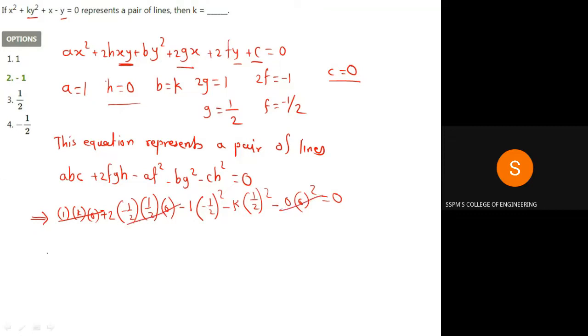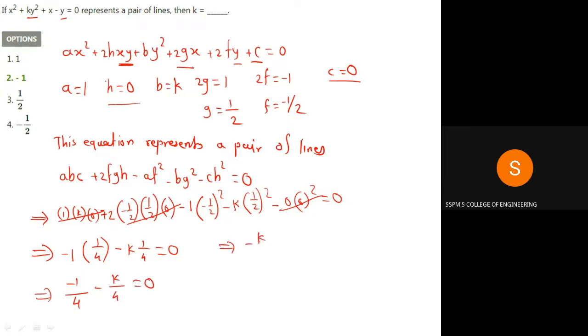So what is next step? Minus 1 into what is half square? It is 1 by 4. Minus half square, it is still 1 by 4. Minus k into what is 1 by 2 square? It is 1 by 4, is equal to 0. Which implies minus 1 by 4 means minus 1 into 1 by 4. It is minus 1 by 4. It is minus k by 4 is equal to 0.